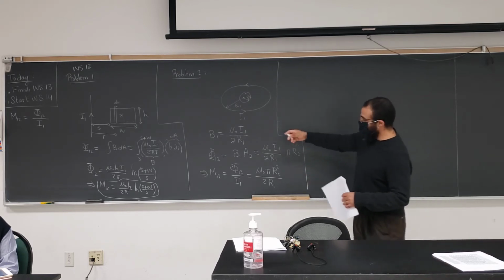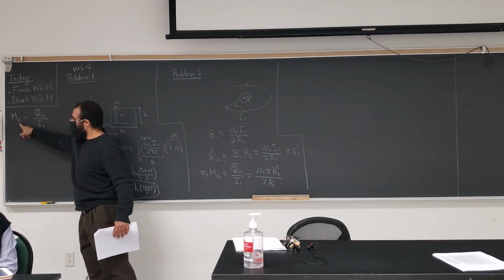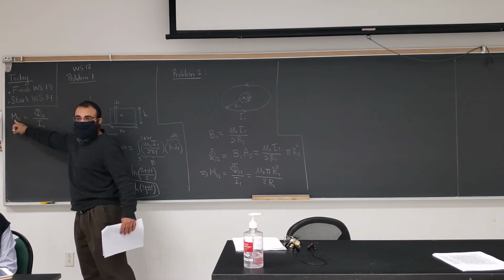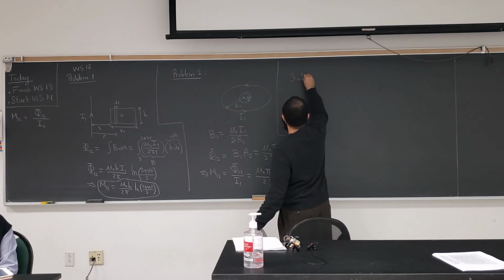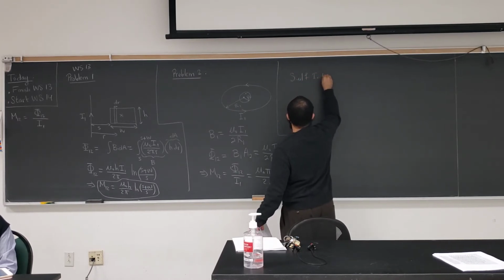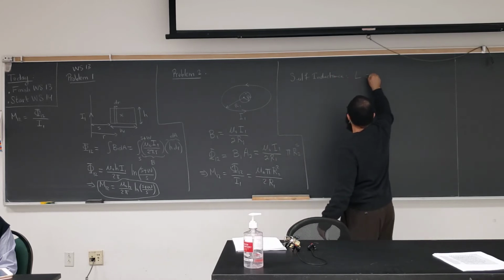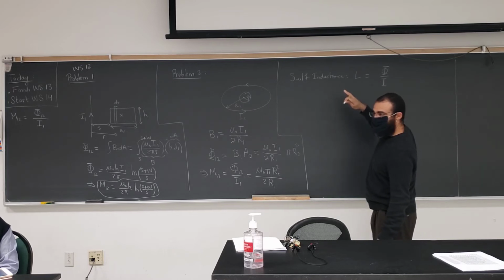And it looks like this. Instead of calling it 1, 2, we don't need the symbol 1, 2. Just call it one thing without a subscript. And instead of calling it M, the standard name is L. So for self-inductance, L is equal to the flux divided by the current. Instead of saying flux 1, 2, it's just the flux.